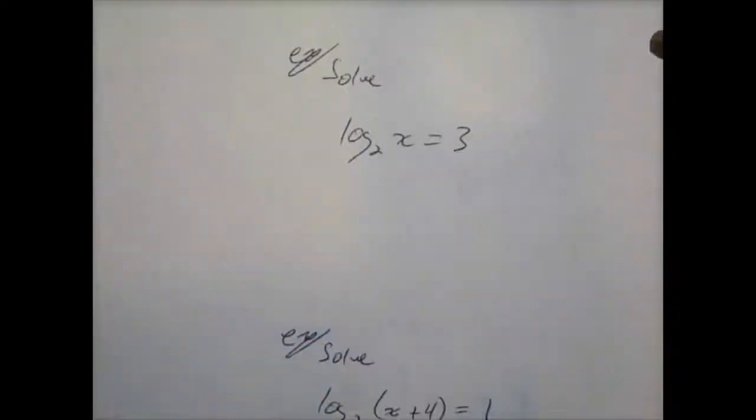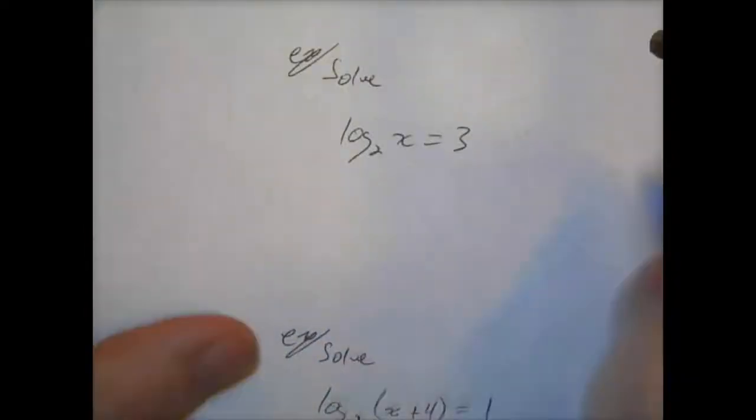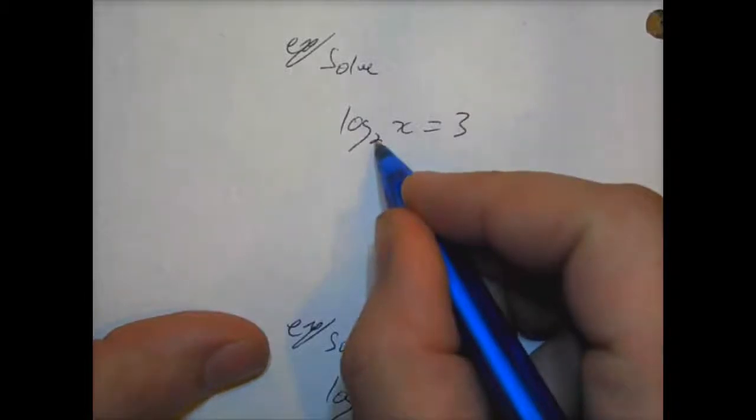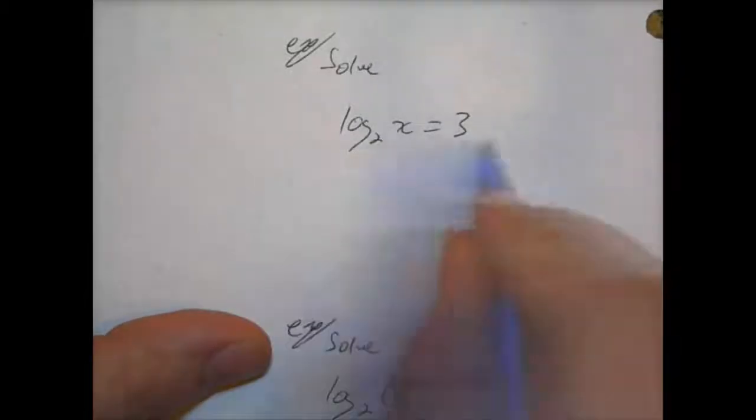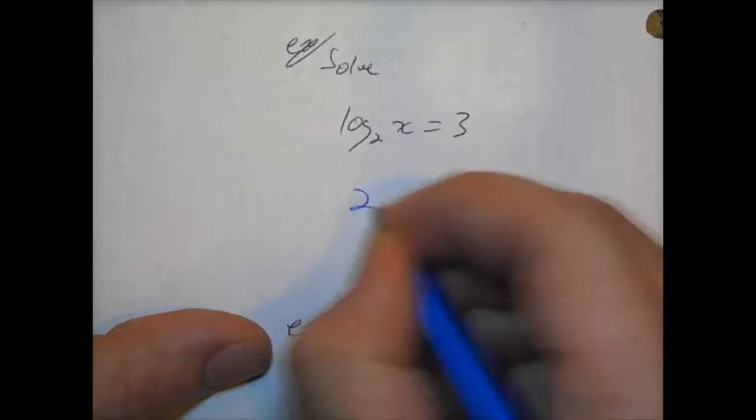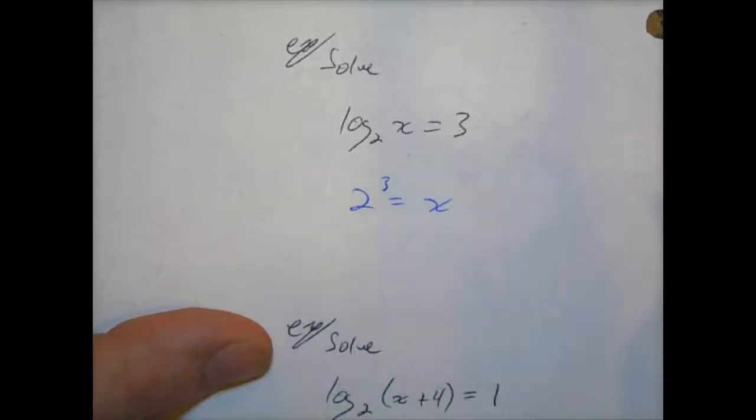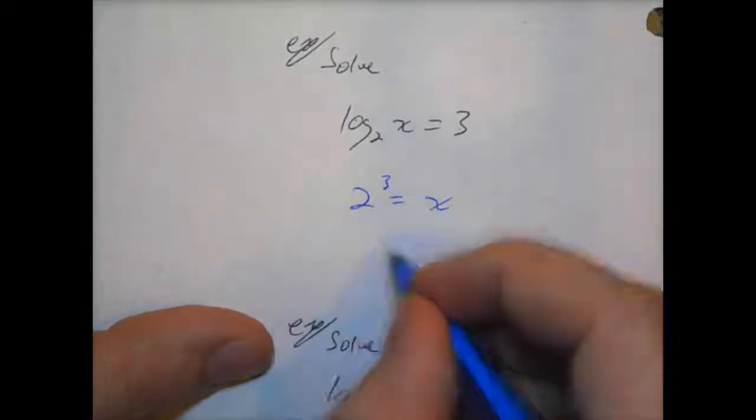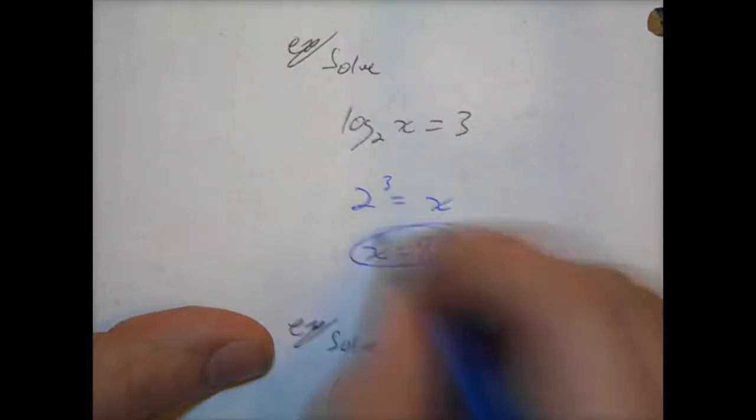All right, here, a little bit different because we don't have another log. But what we can do is this is now in perfect log form. So I can say 2 to the 3rd equals the thing inside. So 2 to the 3rd is 8, so x equals 8. Hey, I got the x by itself.